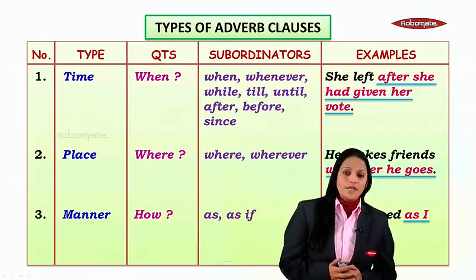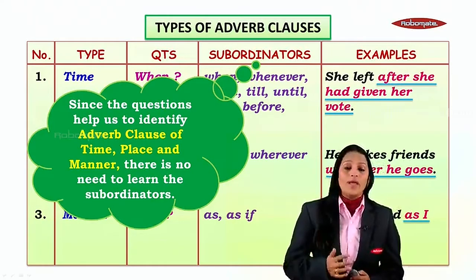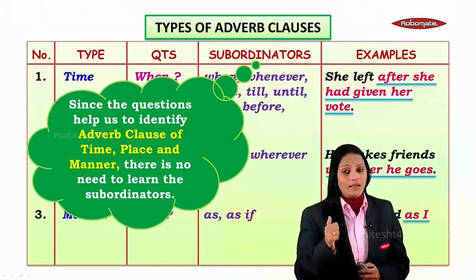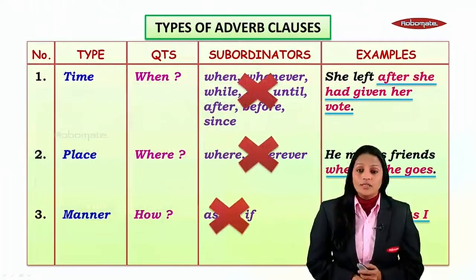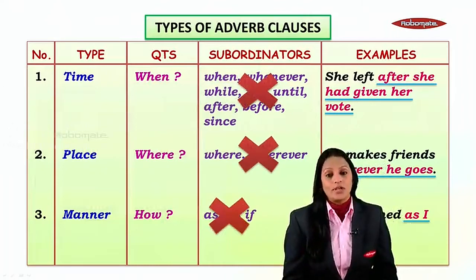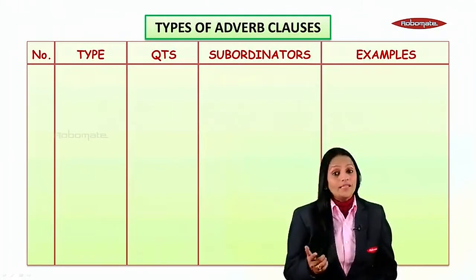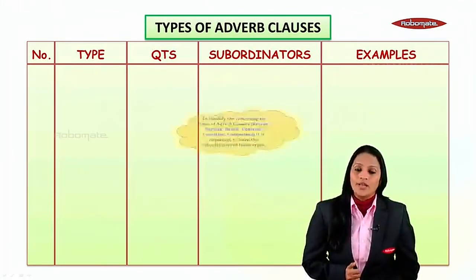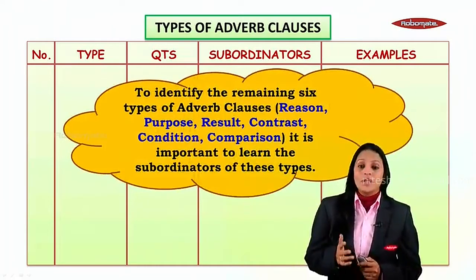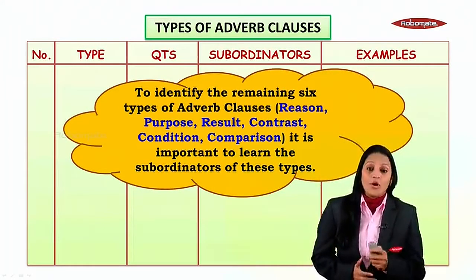So students, observe over here, these questions, that is when, where, how, help us to get the answer adverb clause of time, place, and manner. So there is no need to learn these subordinators. Simple. For these 3 types, don't learn the subordinators. The questions are enough to give you the answer. But for the remaining 6 types, you will have to know your subordinators. So here, identify the remaining 6 types. What are the 6 types? Reason, purpose, result, contrast, condition, comparison, with the help of subordinators.